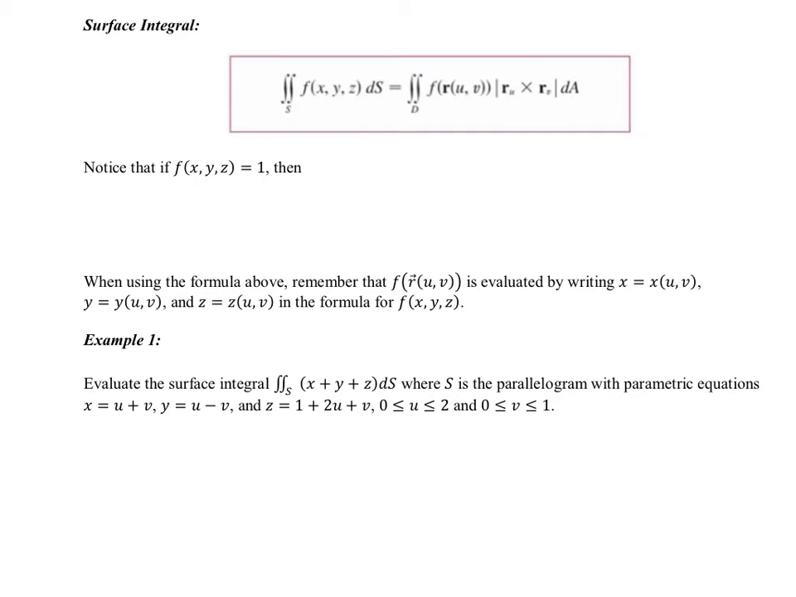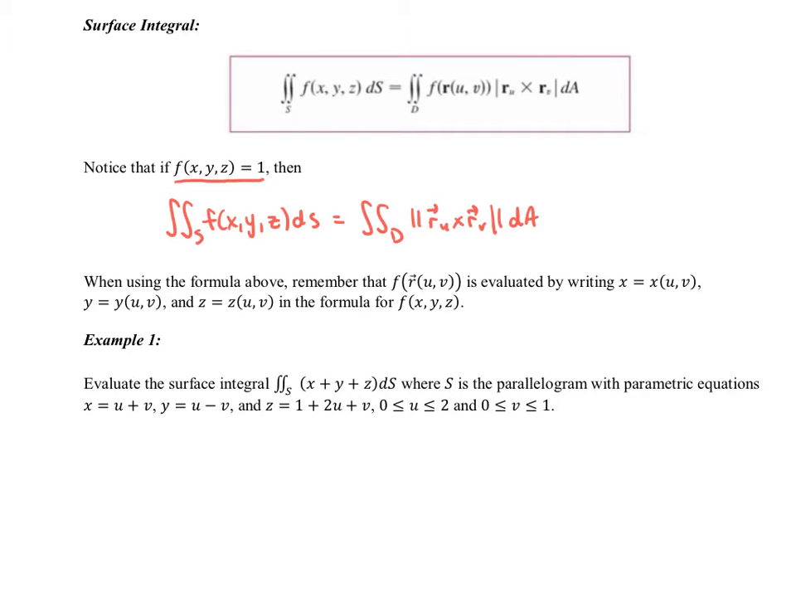Specifically, if your function is equal to 1, then this particular surface integral will simplify to the double integral over region D of the magnitude of r of u crossed with r of v, and that is the formula we had in 12.6 for surface area. So again, there's a correlation here.